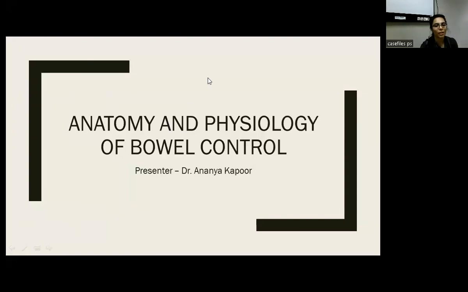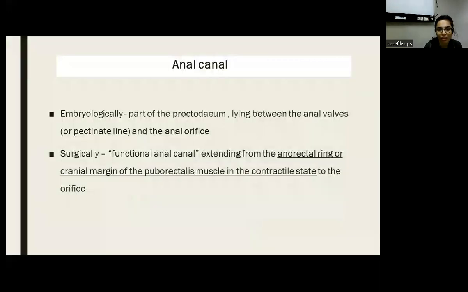Today my topic is anatomy and physiology of bowel control. First is the anal canal. Embryologically, it is the part of the proctodeum which lies between the anal valves of the pectinate line and the anal orifice. However, surgically, the functional anal canal is considered to extend from the anorectal ring, or the cranial margin of the puborectalis muscle in the contractile state, to the orifice.